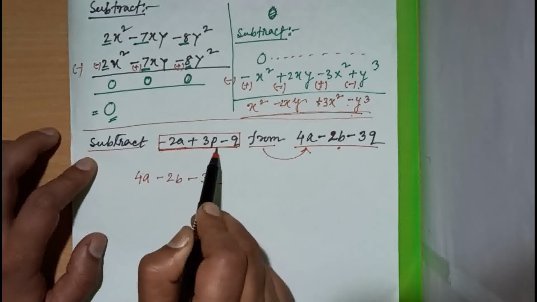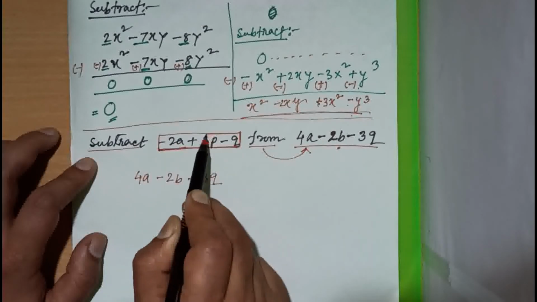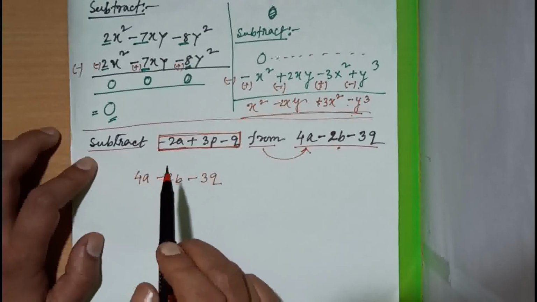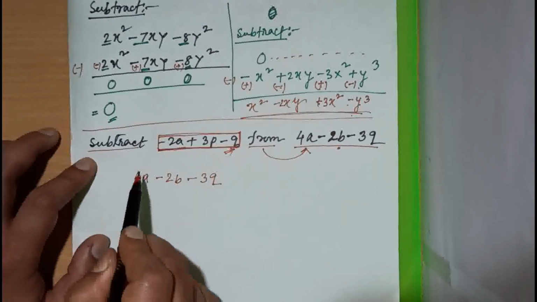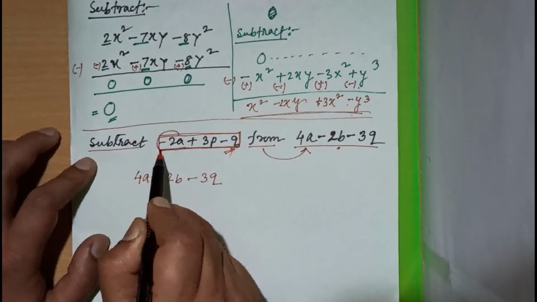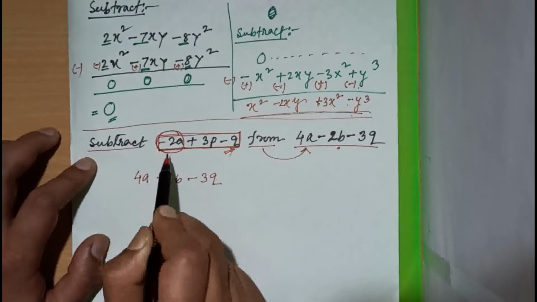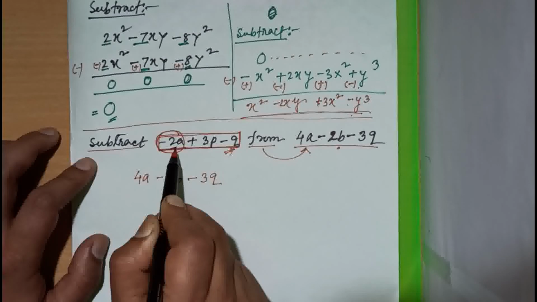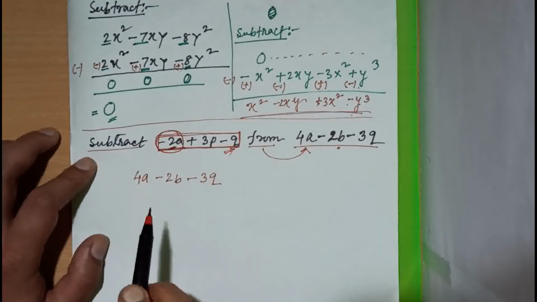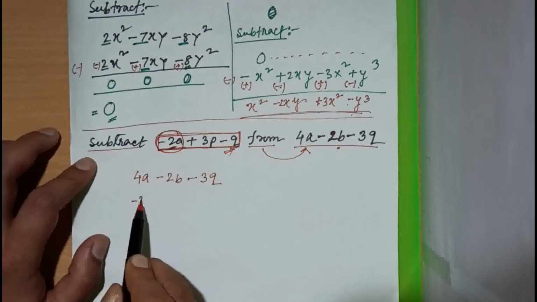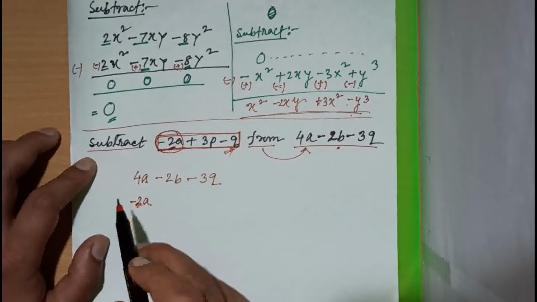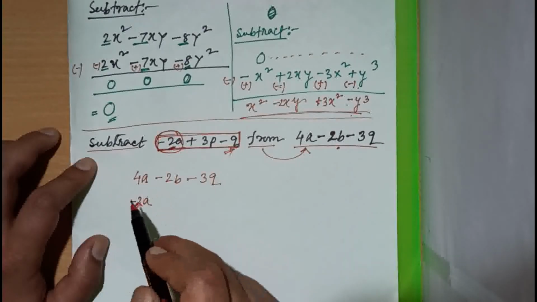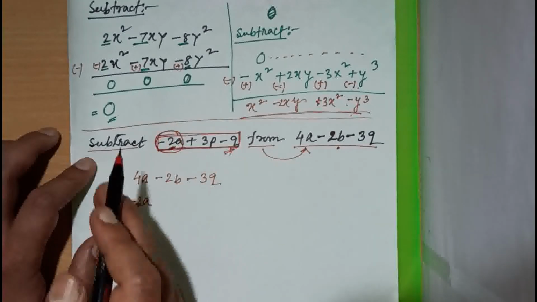Now you will write this expression, but while writing the expression we should be very careful about the like terms. Now what is this? Minus 2a, this is 2a, so this term will go under this 4a. Why? Because these two are like terms, so we just put the like terms in a column.